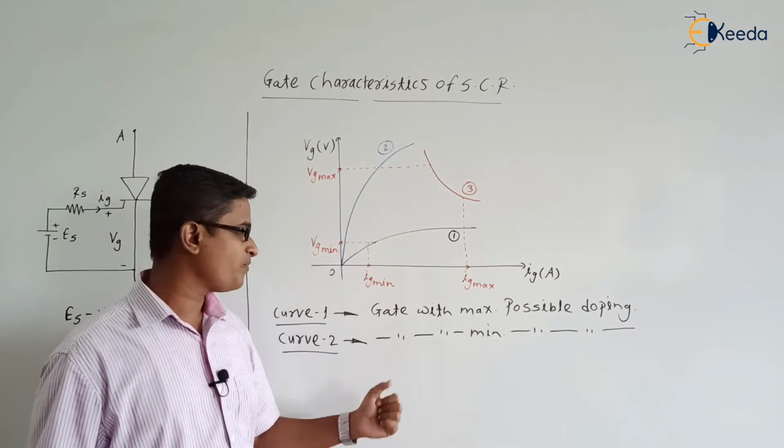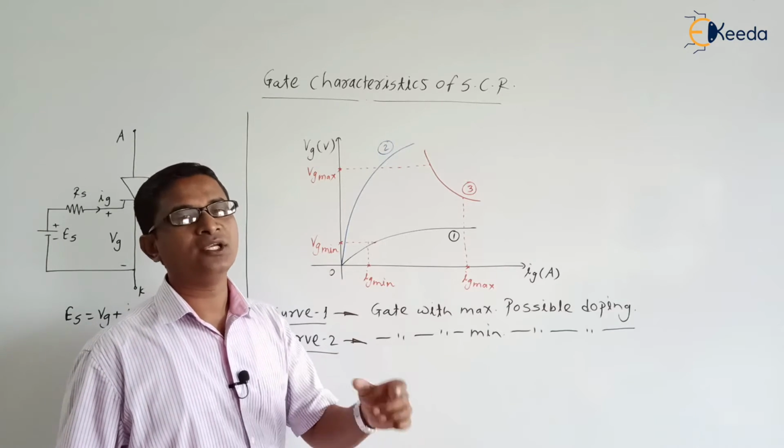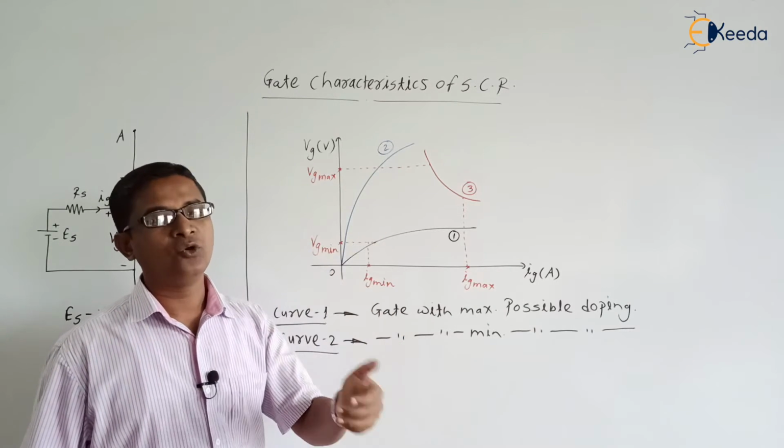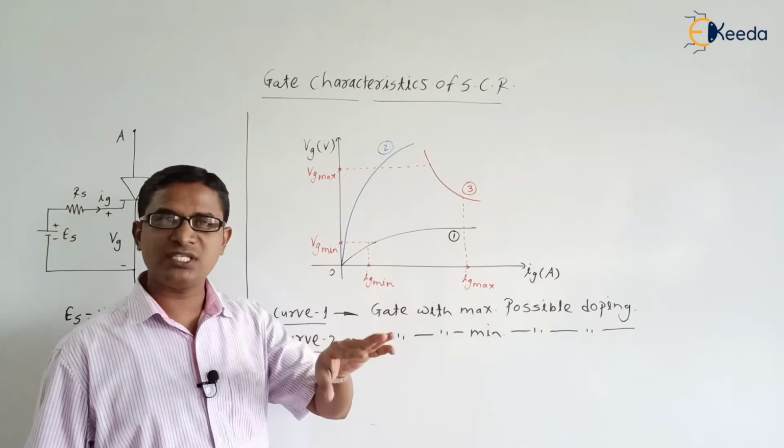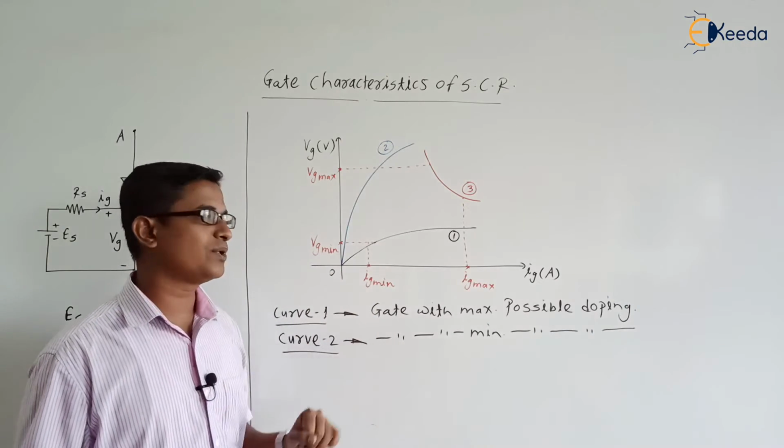Curve 2 consists of the gate with minimum possible doping. As the gate is with minimum possible doping, in order to get the maximum current, we need to vary the Vg, we need to maintain the Vg maximum. Okay, so that's why we are having curve 2.